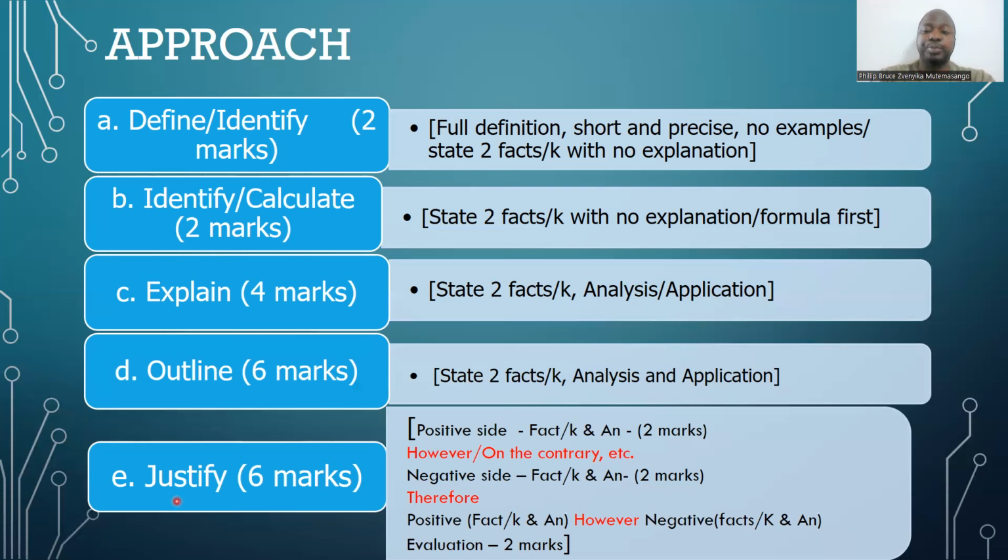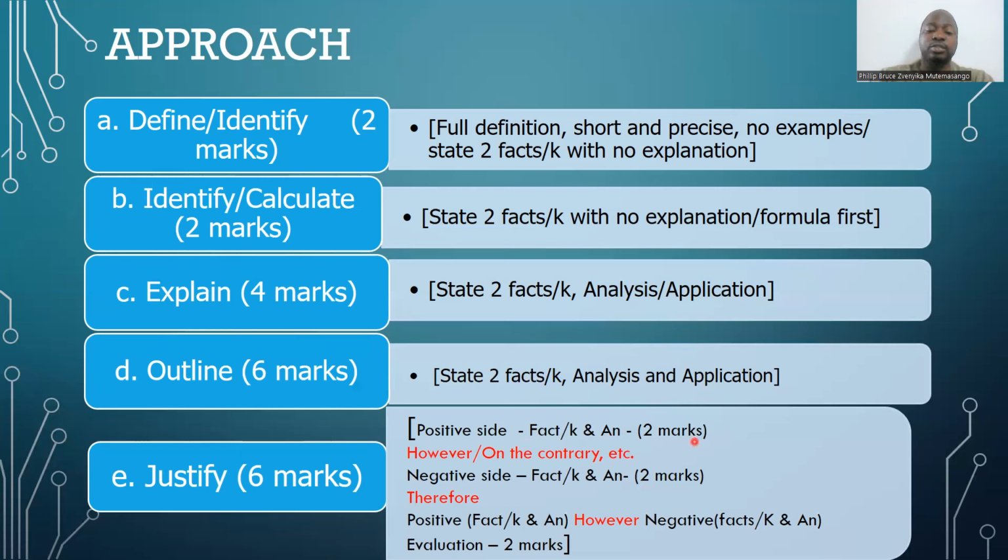So if there are 2 options you're supposed to assess, you may need to first provide a positive side on that first option you are in support of. Provide a positive point. And how can you do that? You must give a good fact and analysis. And this will make you get 2 marks.